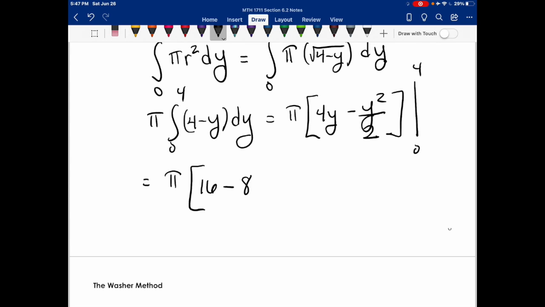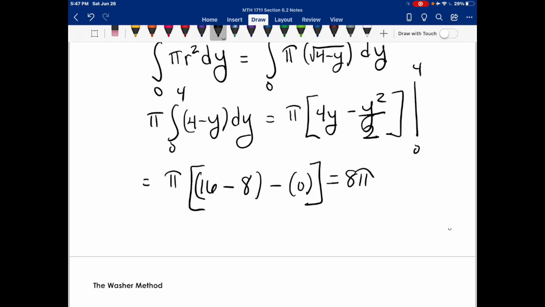When I evaluate that and I plug in 4 first, I'm going to get 16 minus 8. And then when I plug in 0, I'm going to get 0. And so inside the brackets, I'm going to have 8. And then I still have to multiply that by pi. So my final answer is going to be 8 pi.